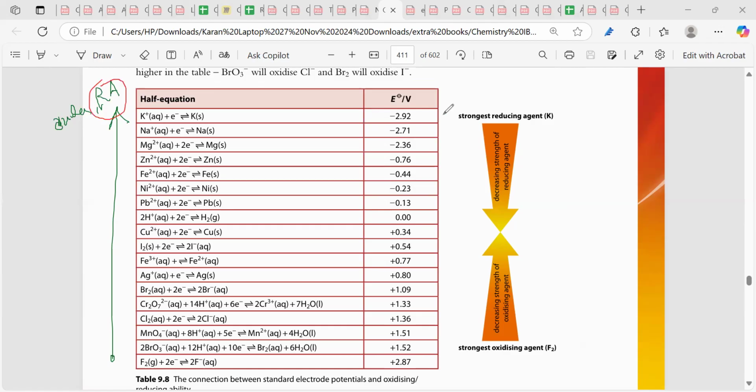Clear? Now, if you go from top to bottom, what happens? Tell me. The reduction capacity increases, isn't it, Harry? Understood. Now let's check whether this theory is right or not.